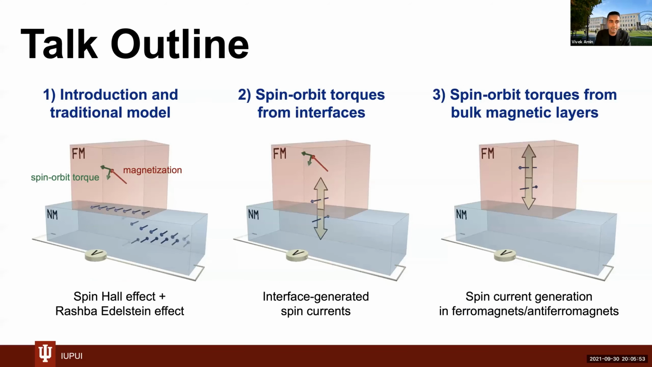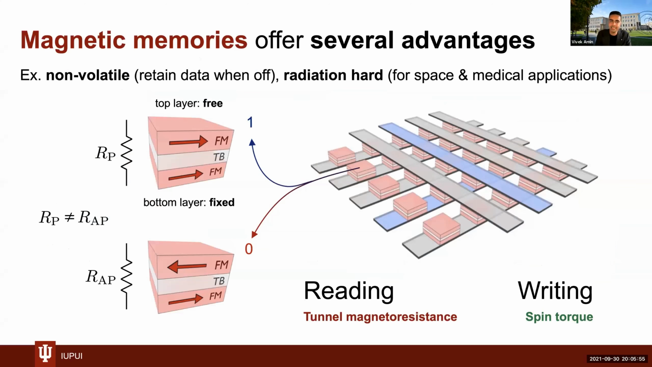They're non-volatile, meaning they retain their data when they're turned off, and they're radiation hard, which is important for space and medical applications. So again, to the right, I'm showing a very cartoony picture of what a magnetic memory might look like. We have these little nanodevices called magnetic tunnel junctions, which are arranged in some sort of crossbar architecture. And we have wires that are going through them to address them and potentially to read and write.